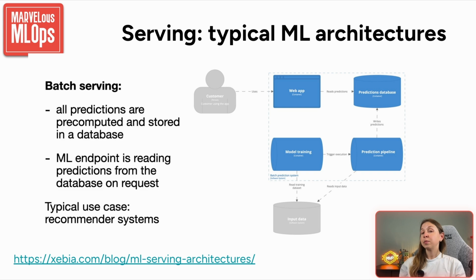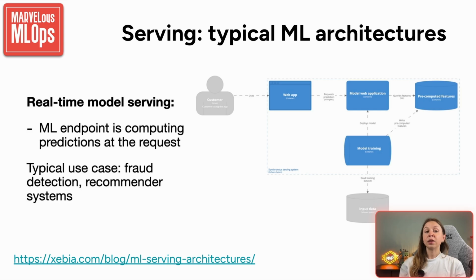Typical use cases can be personalization or recommender systems when you compute these recommendations in a batch fashion once per week, and then when the customer logs in, he will get these recommendations from the database. A second scenario is real-time model serving. It means that machine learning endpoint is computing predictions at the request. It also can be so that it reads some of the features from the database and some features are available from the payload. Typical use cases can be fraud detection, also recommender systems, but also use cases like dynamic pricing.